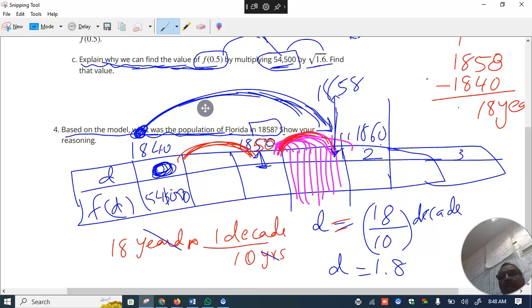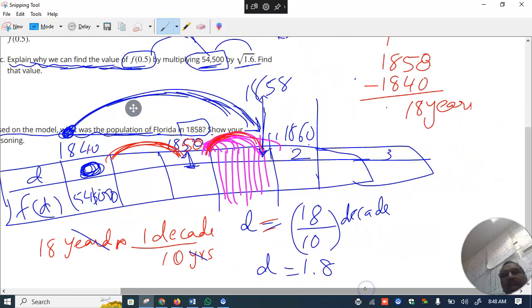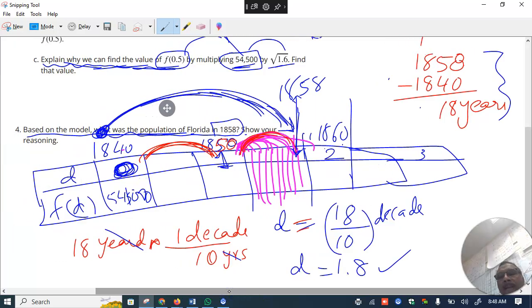Right? So 1.8, the question was show your reasoning. So you're showing your reasoning, these are the reasonings. You do this work. Of course, common sense tells you it has to be 1.8. So somehow you should be getting a quick answer, but if you get confused, this is how the reasoning works.